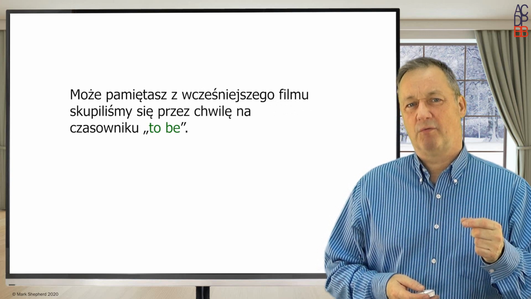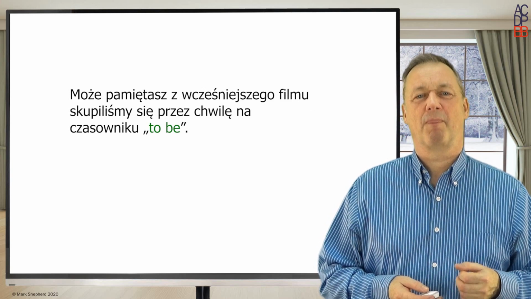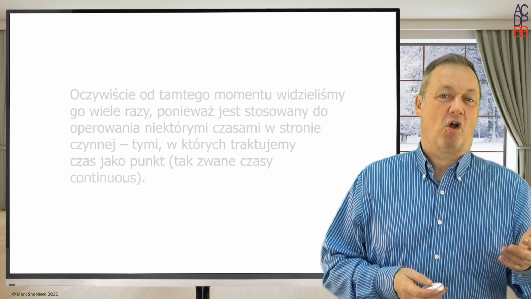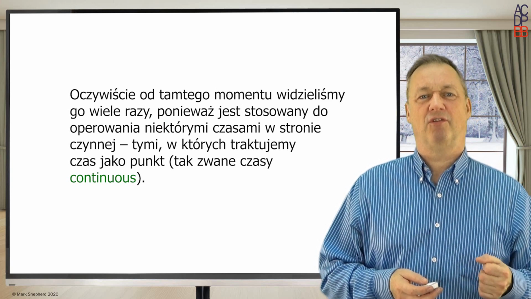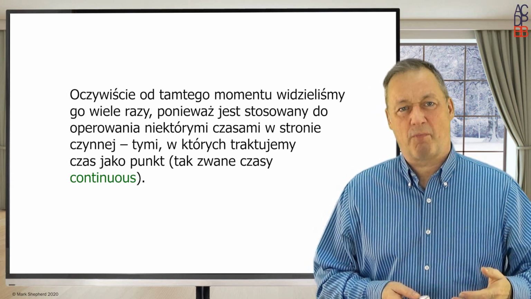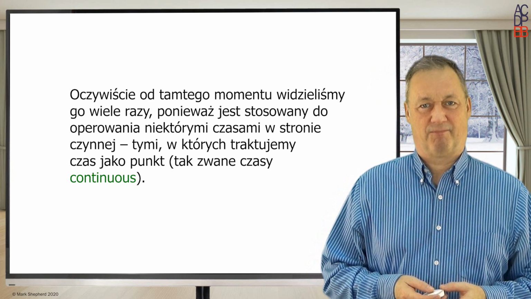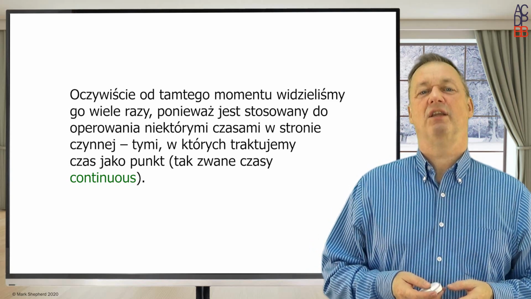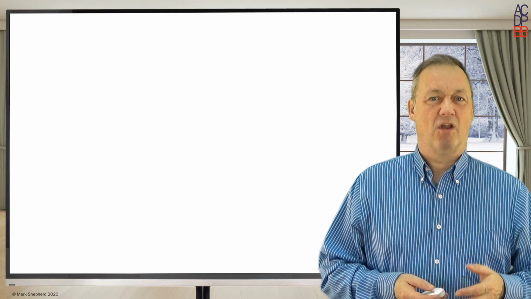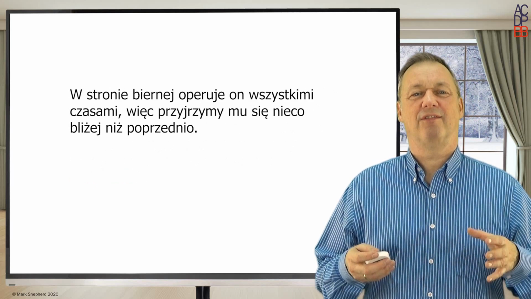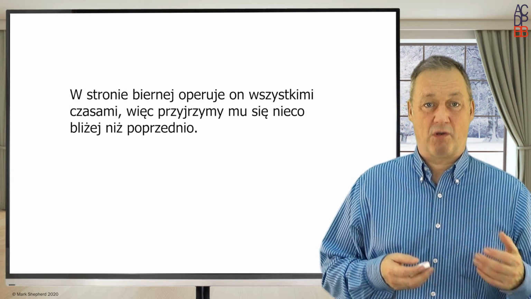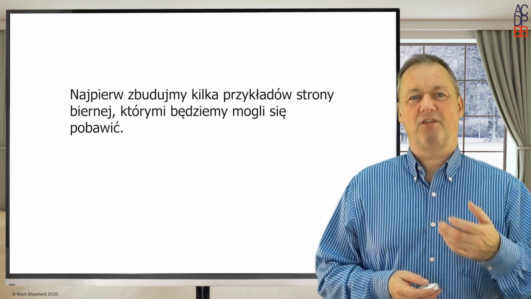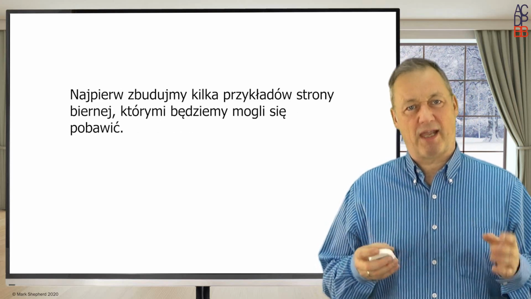You might remember from an earlier film, we concentrated for a while on the verb to be. Obviously, we've seen it many times since then, as it is used to operate some of the active tenses. The ones where we are thinking of time at a point, the so-called continuous tenses. With the passive, it operates every tense, so we will explore it a little further than before. First, let's build a few examples of the passive to play with.